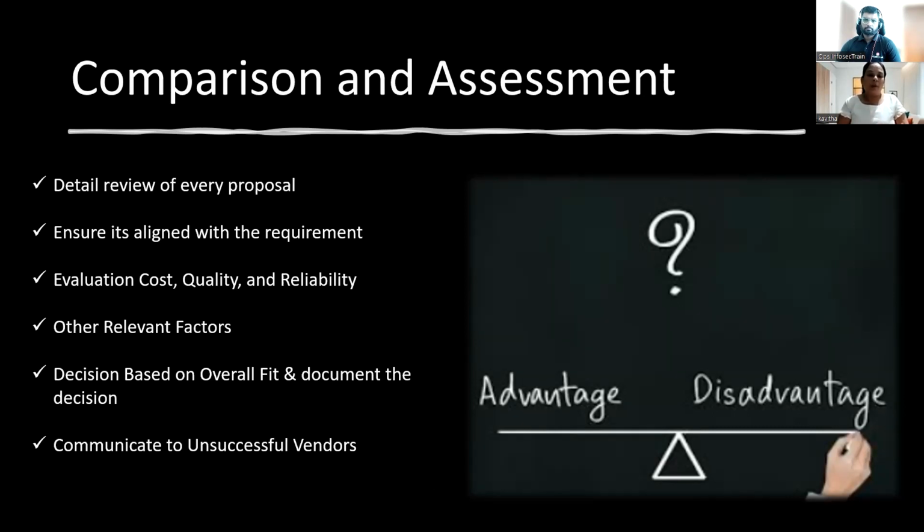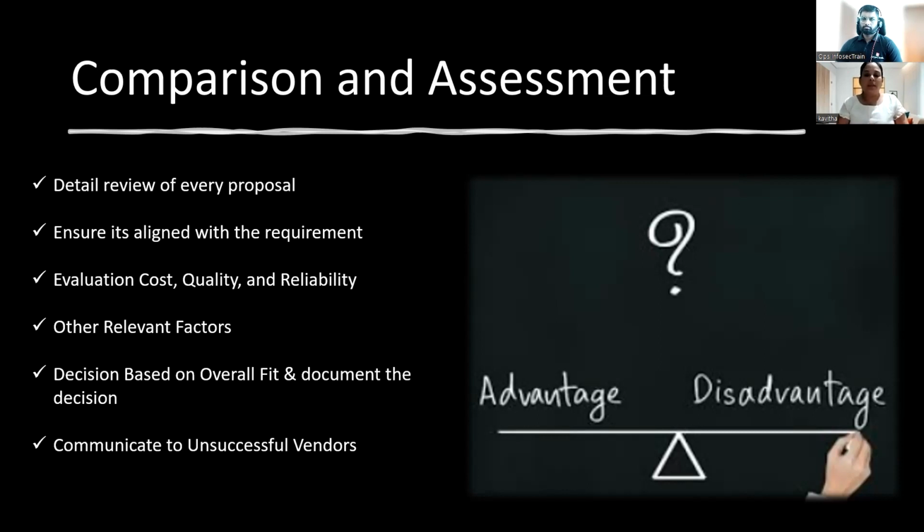And you need to compare against only that, not against product B. Every proposal has to be detailed. Review of every proposal has to be done. And the requirement, as mentioned, you need to look at the requirement and the alignment of it as well. Evaluation of cost, quality, and reliability. This is the main parameter which you will have to look into.